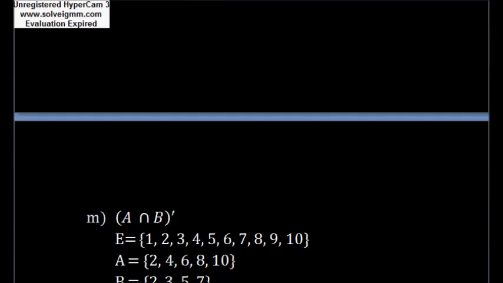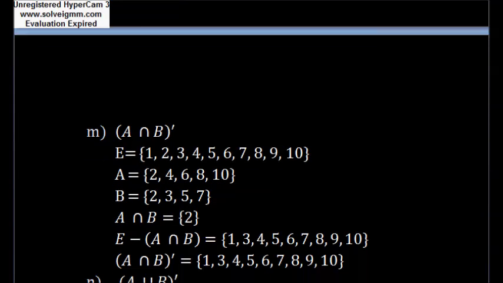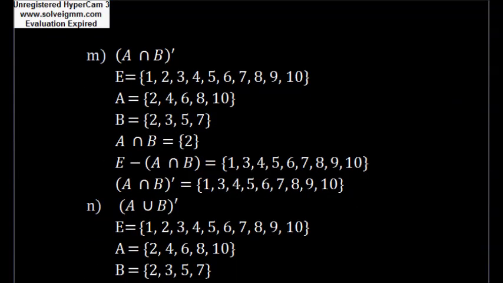Now A intersection B whole complement. It means first of all you will find A intersection B, and then you will subtract A intersection B from the universal set. So A intersection B equals 2. Then you will subtract 2 from the universal set, and the remaining elements are 1, 3, 4, 5, 6, 7, 8, 9, 10. So you will write A intersection B whole complement equals this.